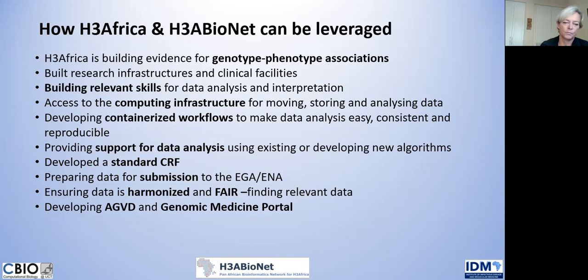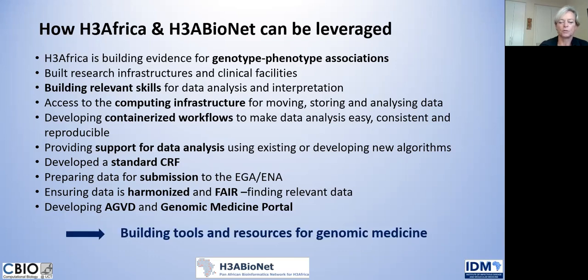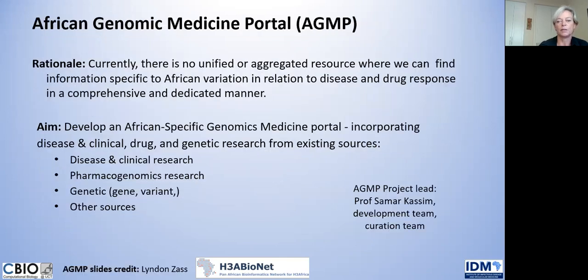We've developed, together with the H3A Consortium, standard case report forms, so a standard way of collecting phenotype data and other clinical data. We do the preparation of submission to the EGA to make sure that the data actually goes into public repositories and is fair, findable, accessible, interoperable, and reusable. And we're also developing some portals called AGPD and Genomic Medicine Portal, which I'll talk about now. So these are the resources. Through all of this, we're building tools and resources for enabling genomic medicine.